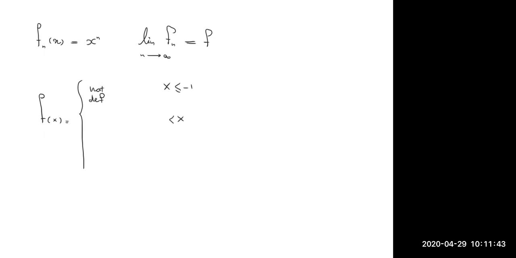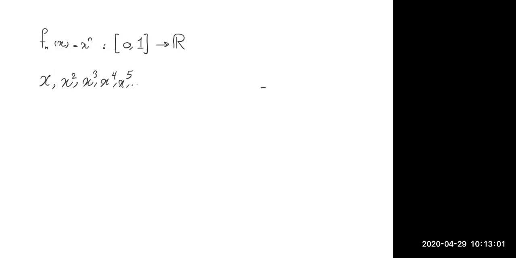When x is between -1 and 1, it is 0. When x is equal to 1, it is 1. When it's greater than 1, again, it's not defined. So that's usually how we can find the limit of a sequence of functions. We usually start to look at specific points and take the limit of the function at those points.